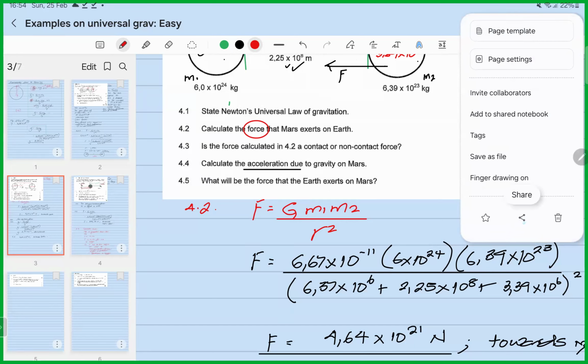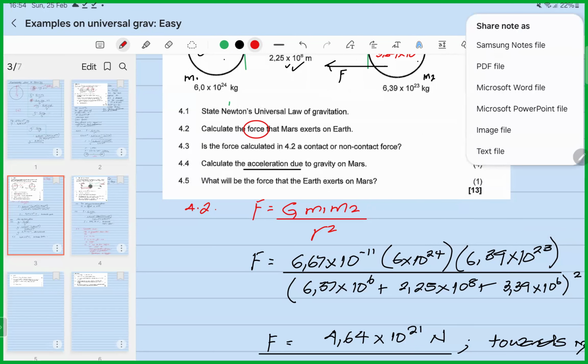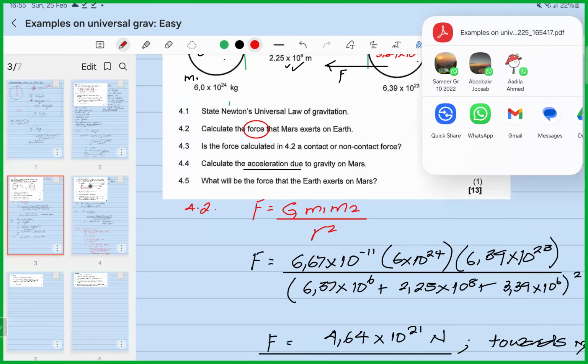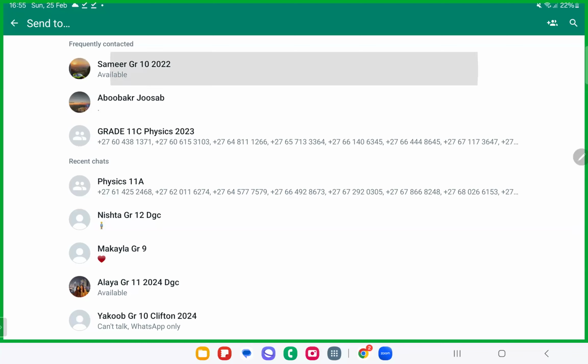I'll send a link for the video to everyone, and you can please watch it today, because this is going to be technically your last group lesson on universal gravitation. And if your school is cutting the paper down for some reason, do let me know, because it will also dictate how fast we need to proceed.